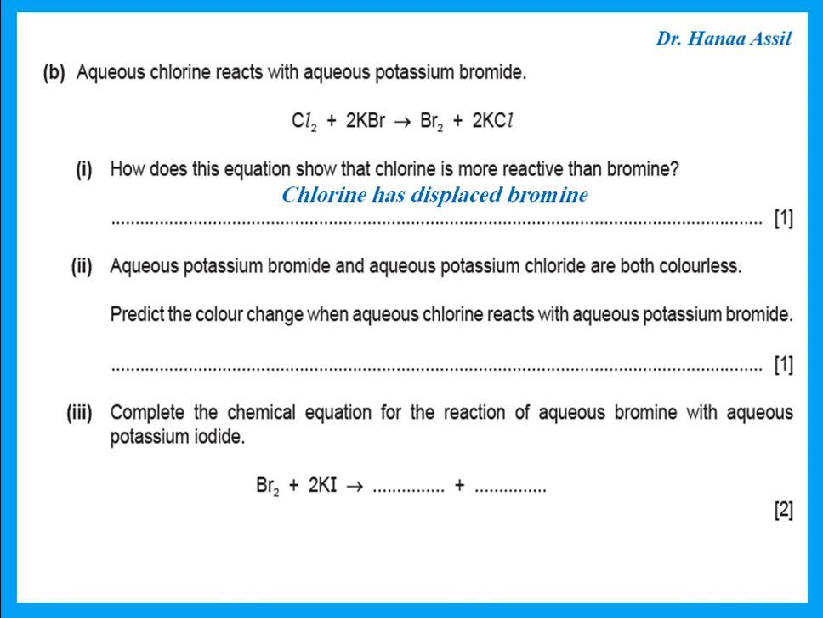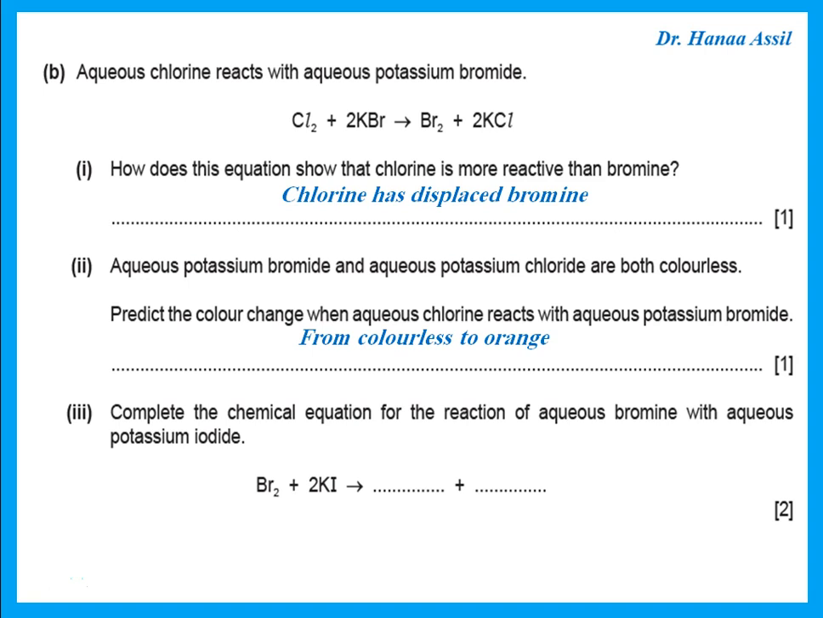Aqueous potassium bromide and aqueous potassium chloride are both colorless. Predict the color change when aqueous chlorine reacts with aqueous potassium bromide. You can see from the equation up there, if I add aqueous chlorine to aqueous potassium bromide, the potassium bromide originally is colorless, but when it reacts, it forms bromine. And you should realize that bromine in solution is orange, or what we call reddish brown. So the solution changes from colorless to reddish brown or orange.